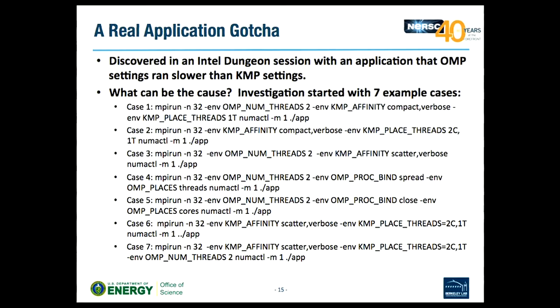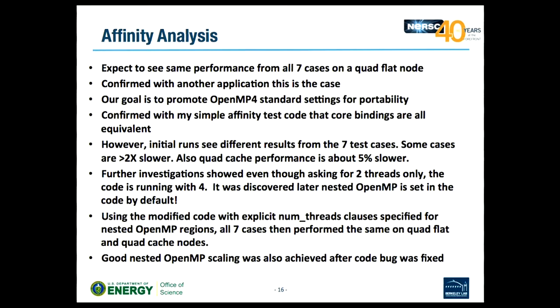So I put together 7 example cases like that, working with Intel people as well. We expect to see the same results because they are either KMP or OpenMP with different compact and scatter settings, and this test case is on a 64-core quad flat as a start. But in the real case, some of them were way slower than others. So we printed out all the thread bindings in numbers, etc., and tested with a simple test code, seeing the bindings are correct. We tested with another application, and they're all correct.